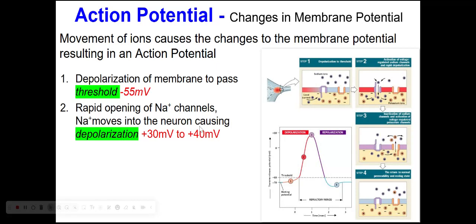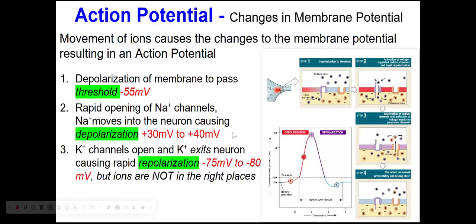Once we hit that peak of between 30 and 40 millivolts, then those sodium channels will close and the potassium channels will open. And that will cause what we call repolarization. So we're getting back down to that resting potential that we had before. The sodium is now on the inside of the cell and the potassium is leaving the cell. That will continue happening until we get to, again, below our resting potential, which is negative 75 to negative 80 millivolts. The problem is our ions are not in the right place now, right? Our sodium is now on the inside and our potassium is now on the outside.